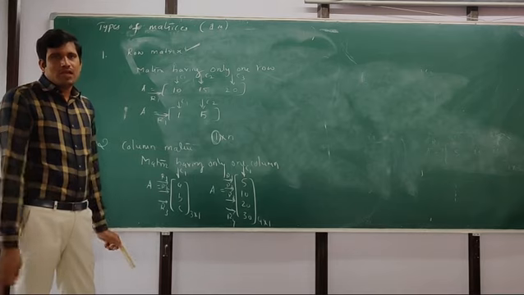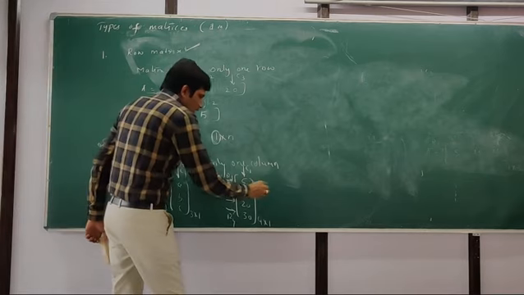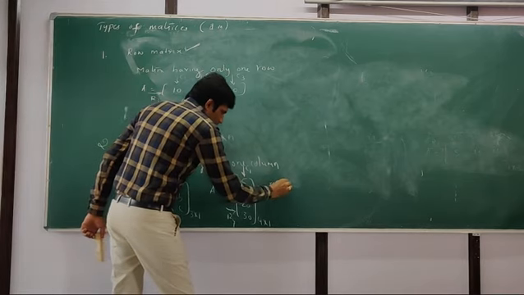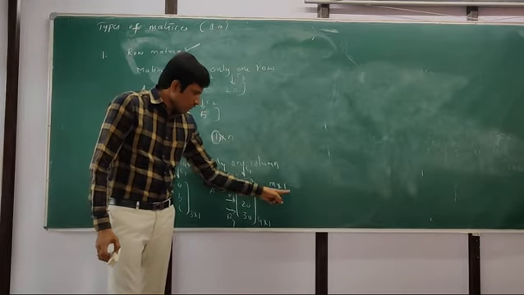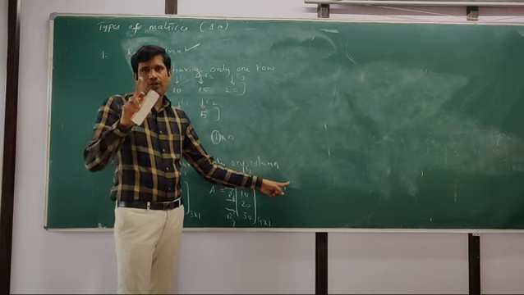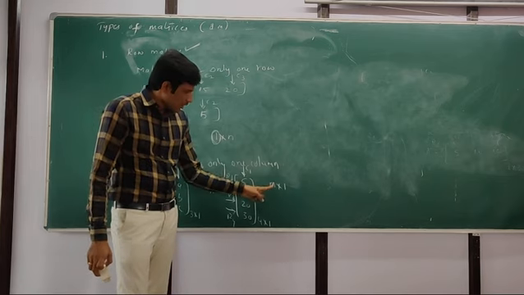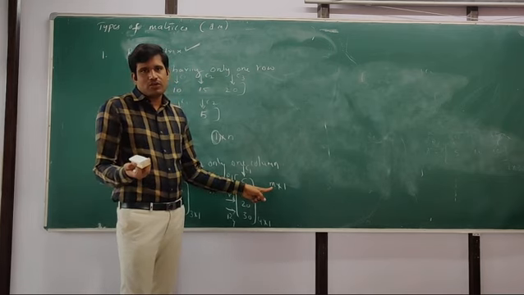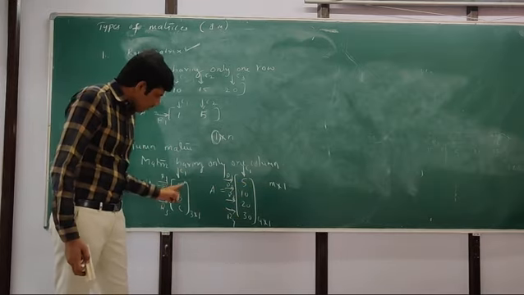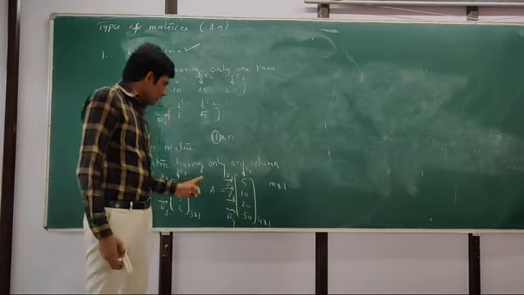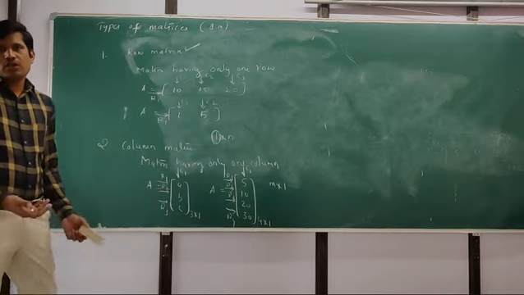How can we represent the order of a column matrix? In general, we can write the order of a column matrix as m cross 1, where this 1 represents the column, so there must be only one column. The number of rows can be anything. There can be 2 rows, 3 rows, or 4 rows, but there must be one and only one column. Such matrices we call a column matrix.